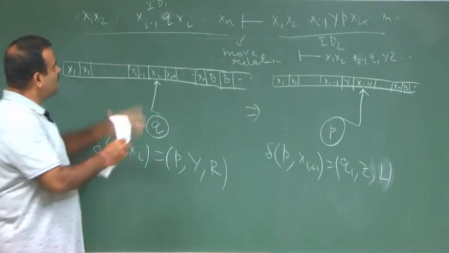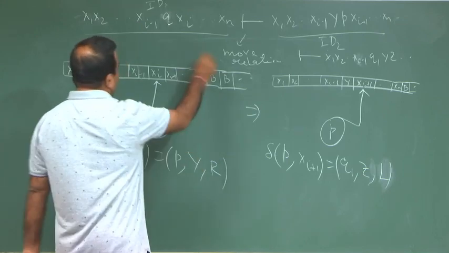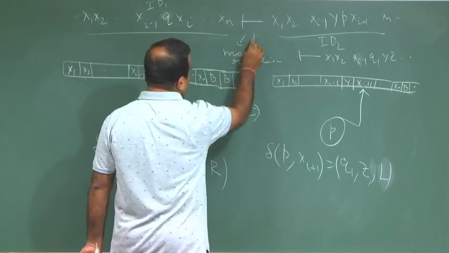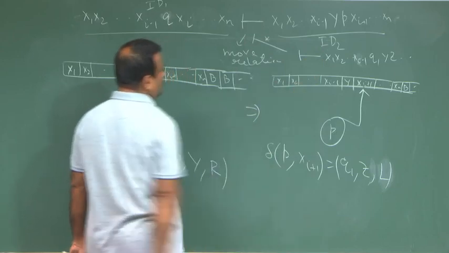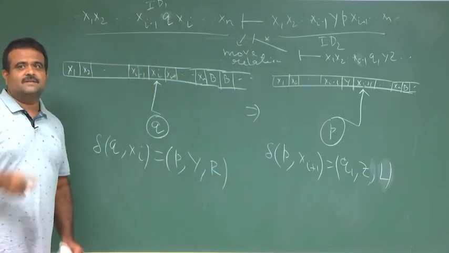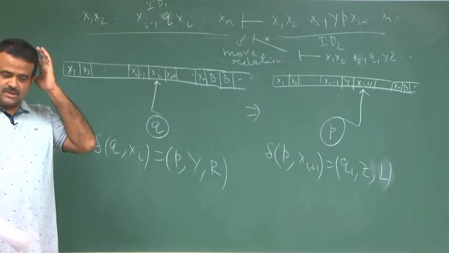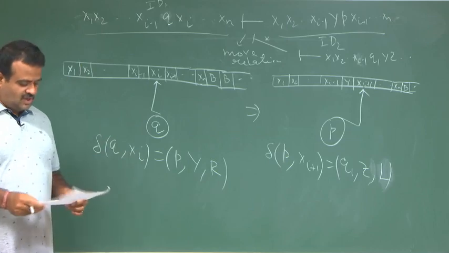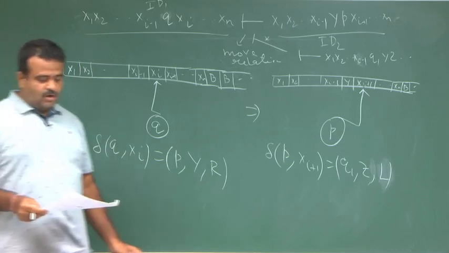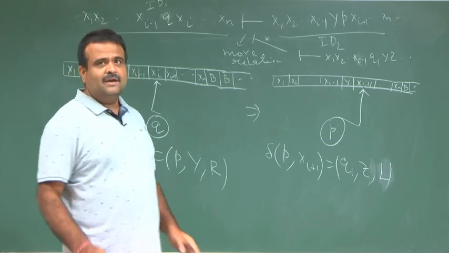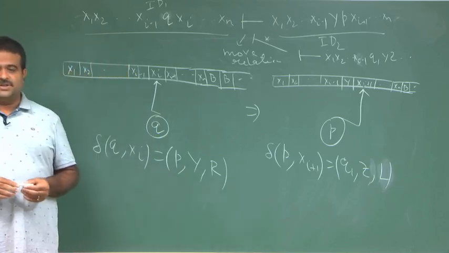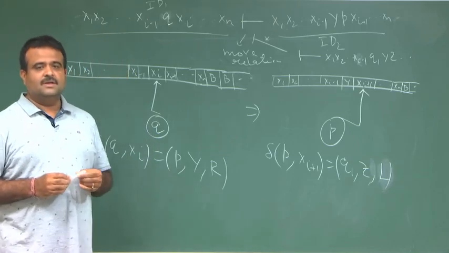Then from here to here we can say we have the star relation to go from here to here. This is the reflexive transitive closure of the move relation. Using this move relation we can define what we mean by a language accepted by a Turing machine. That we will discuss in the next class.